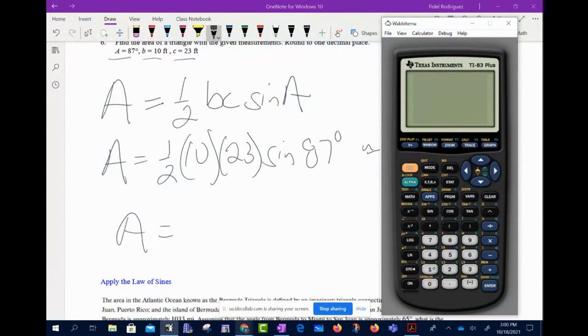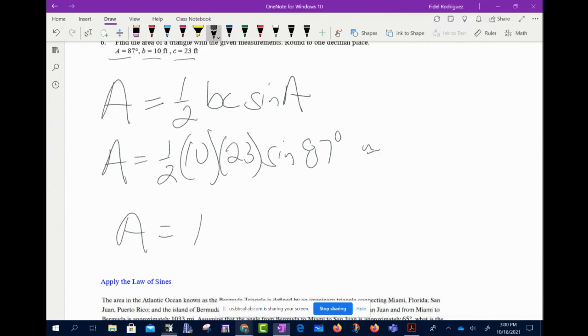So I'm going to go 1/2 or 0.5. I'll just do it as 0.5 times, I'm going to go parentheses, 10 times 23 and the sine of 87 degrees, close my parentheses, and I'm coming up with 114.84, and it's telling me to round to one decimal place, so I'm going to say 114.8.